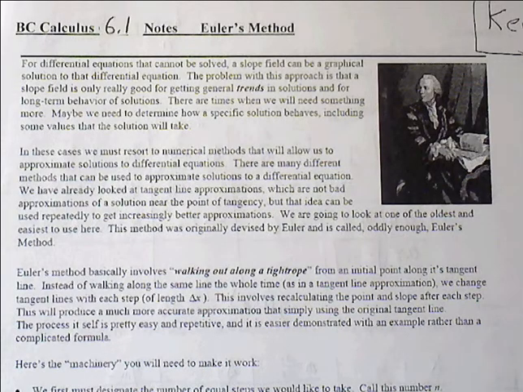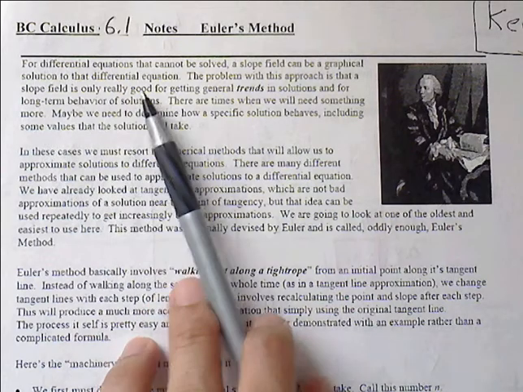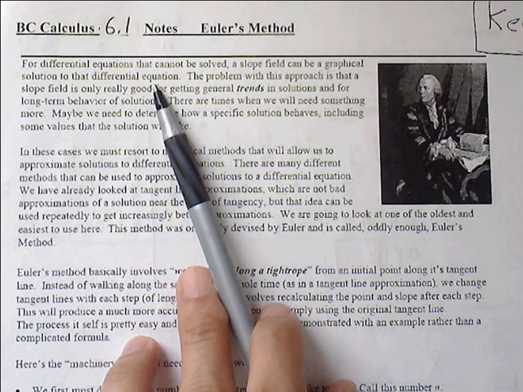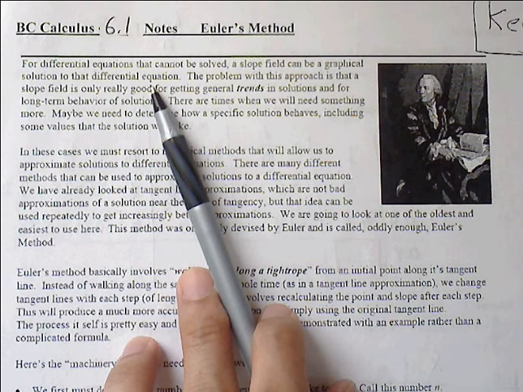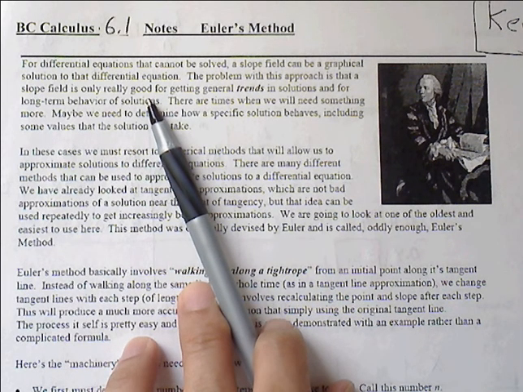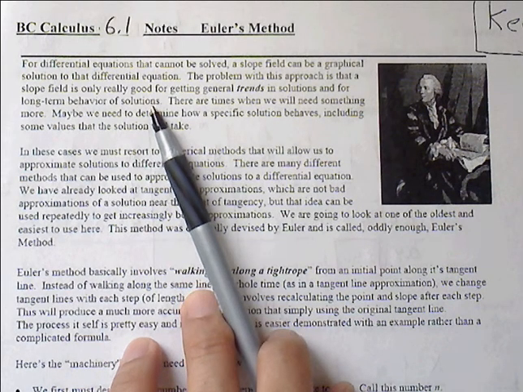Let's look at notes for 6.1, Euler's method. For differential equations that cannot be solved, the slope field can be a graphical solution to the differential equation. The problem with this approach is that the slope field is only really good for getting general trends in solutions and for long-term behaviors of solutions.